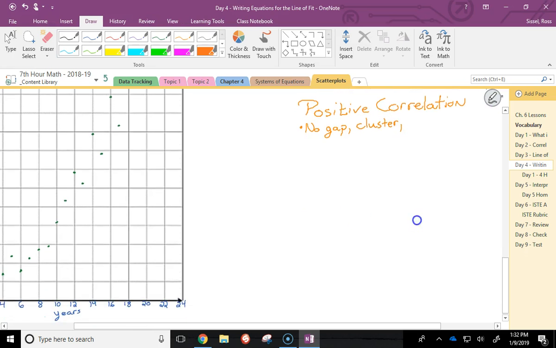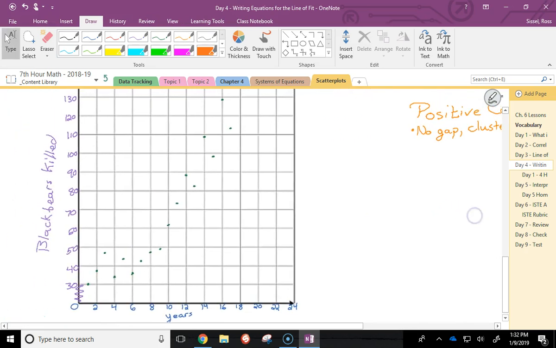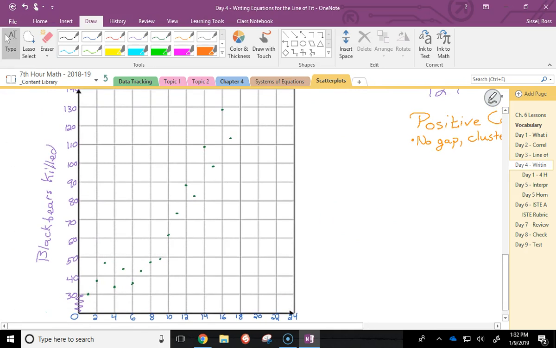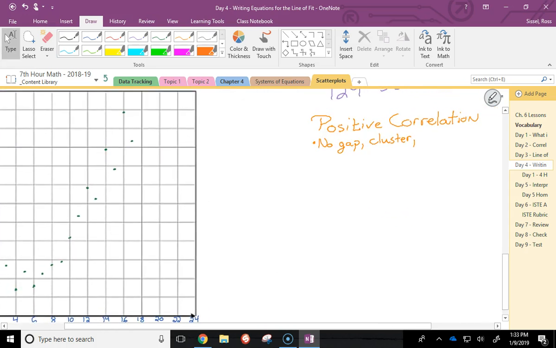How about an outlier? Not really. It's kind of tough, but that's when you don't have a lot of information. But if I look at my trend, all the dots are falling right where I think that little trend line could be. So I'm going to say no gap, no clusters, or outlier.